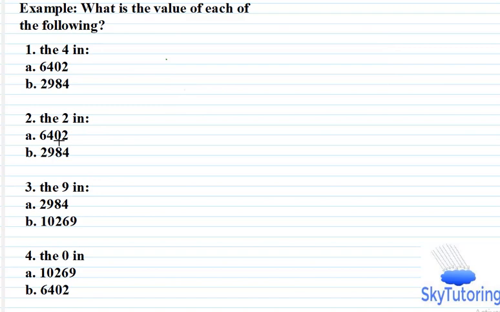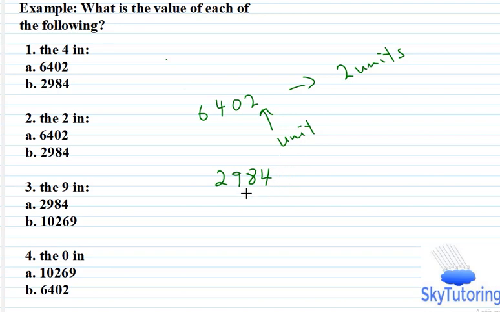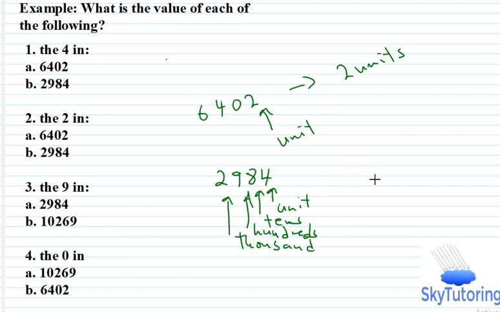Example 2. What is the value of 2 in 6,402? Immediately we can say that the value of 2 is 2 units. Now the next one, what is the value of 2 in 2,984? So we have units, tens, hundreds, then thousands. What is the value of 2 there?